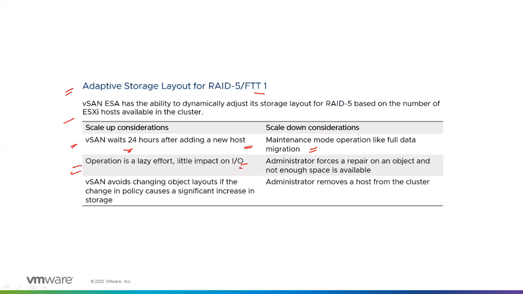But when we do scale down, it means we are removing a node. If the administrator forces a repair of an object and not enough space is available, then they have to enable the force provision option. vSAN avoids changing the object layout if a change in the policy causes a significant increase in storage, and the administrator removes the host from the cluster. These are how RAID 5 FTT1 works if we are going to increase or decrease the vSAN cluster nodes where we have applied the RAID 5 FTT1 policy.